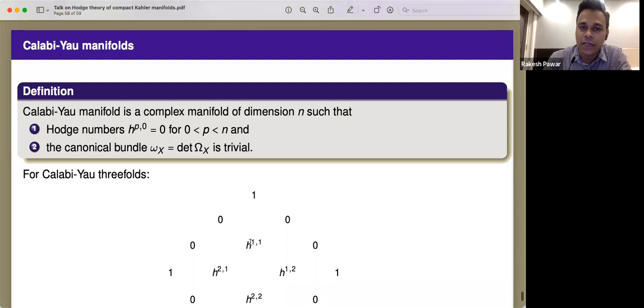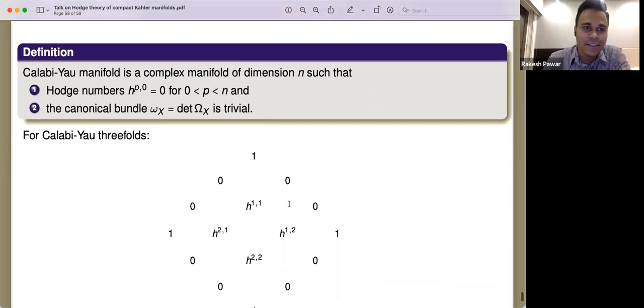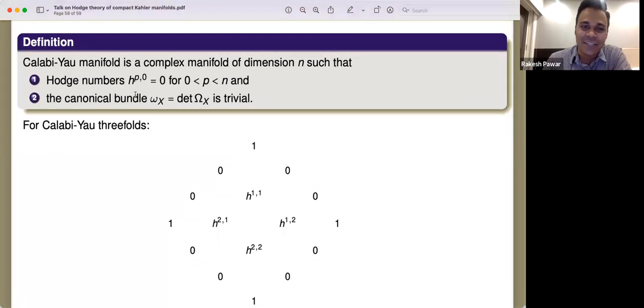I guess I'm going to finish earlier than I anticipated. So I want to end the talk by relating it to the trimester program, giving a definition of Calabi-Yau manifolds via Hodge numbers. I guess you have already seen the definition. A Calabi-Yau manifold is a complex manifold of dimension n, where the Hodge number h^{p,0} for p between 0 and n is 0, and the canonical bundle is trivial.